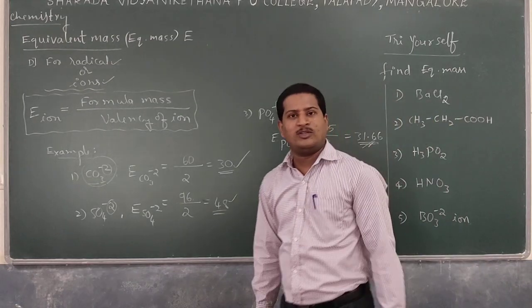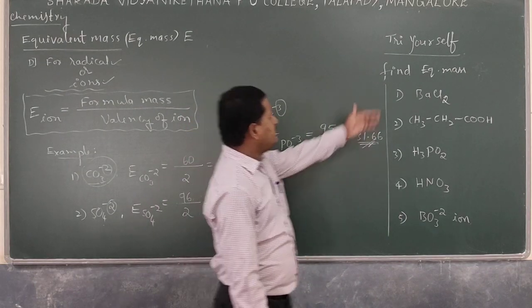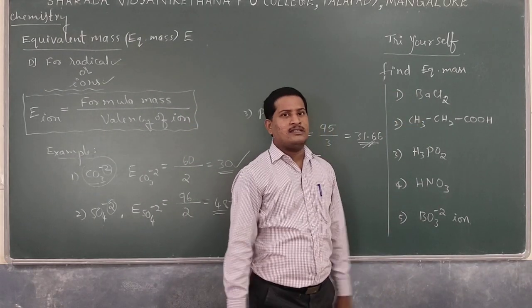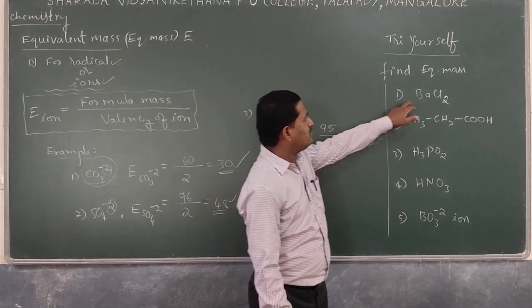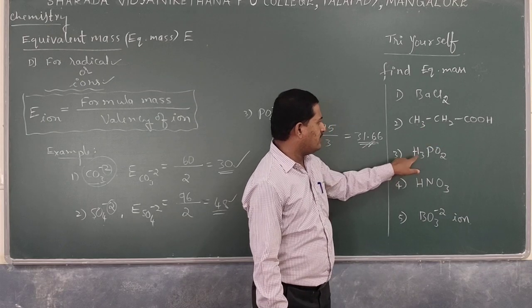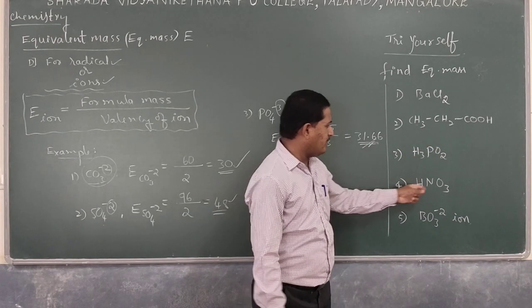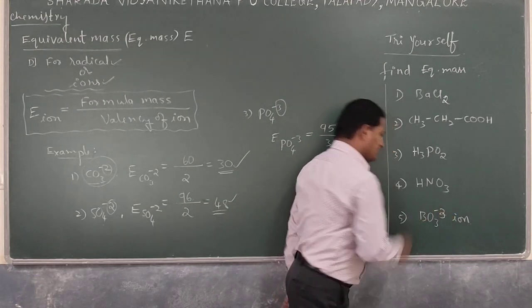Like that, it is possible to find equivalent mass for ions also. And these are a few examples. Try to find the equivalent mass for these examples: calcium, barium chloride, propanoic acid, H3PO2, phosphoric acid, nitric acid, and the borate ion, BO3 3 minus.